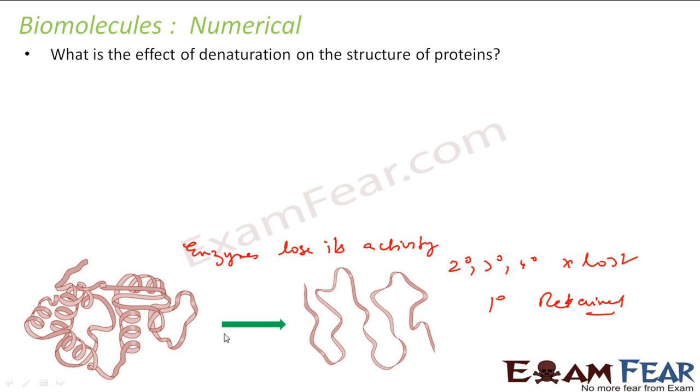Correct? It is not reversible. It's a one-way process. Once you get it denatured, you can't get it back. Right? So in this denaturation, what happened? The globules get unfolded, helix gets uncoiled. So these globules get unfolded and this helix gets uncoiled.